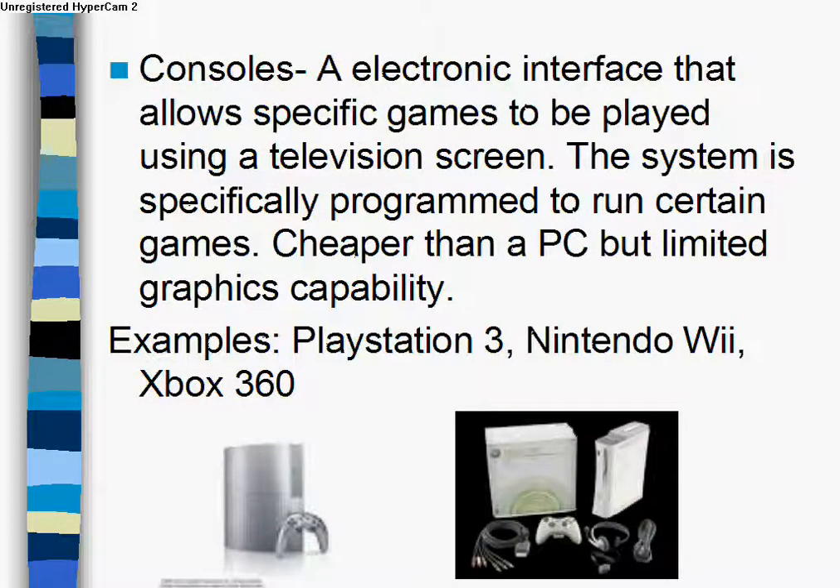Next term we're going to define is consoles. A console is a gaming system other than a personal computer. These are things like PlayStation 3s, Nintendo Wiis, Xbox 360s. The interface hooks up to your television set and then allows the game to be played on the television set. The games have to be programmed specifically for the system, so a PlayStation 3 game will only work on a PlayStation 3. They are considerably less expensive than a personal computer, although they're still pricey.